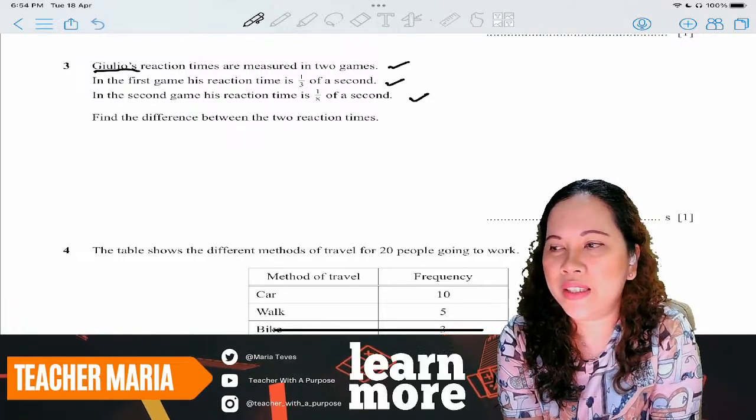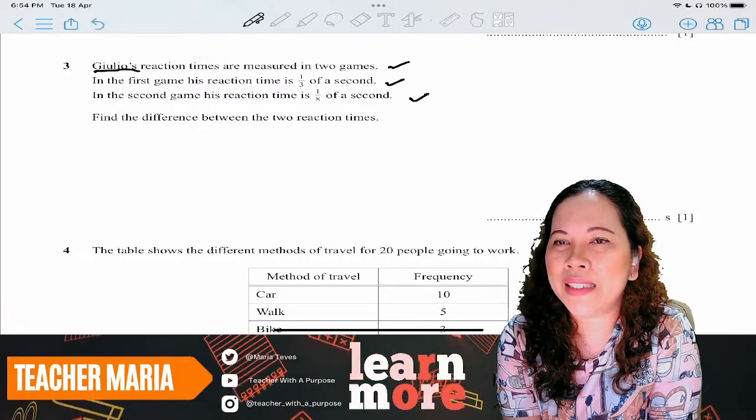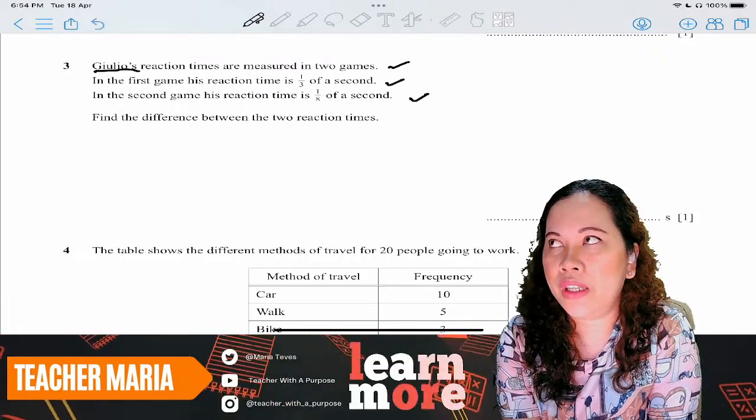This is an IGCSE paper. This is an exam paper for year 11.